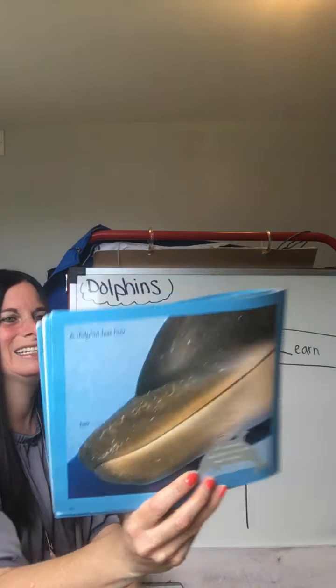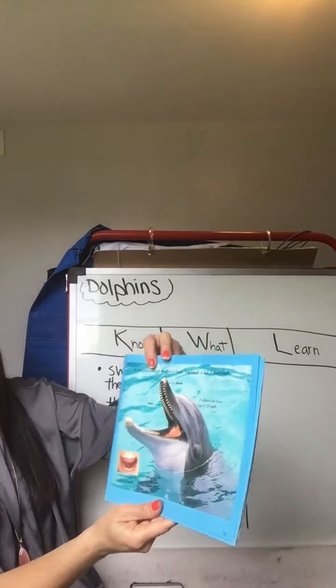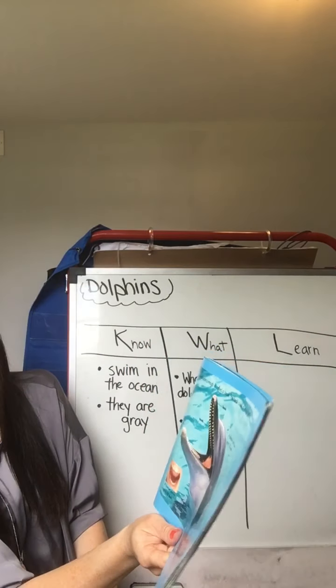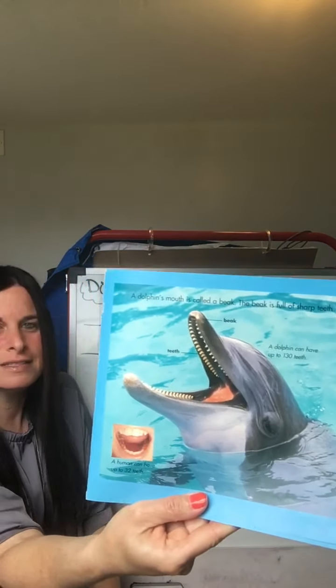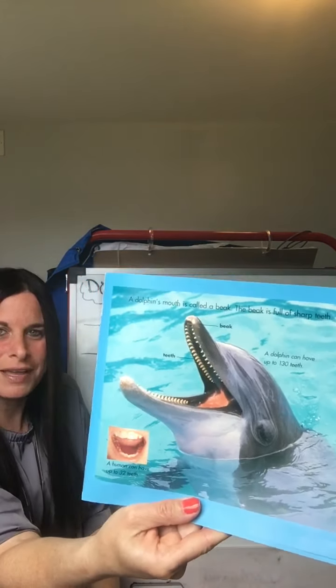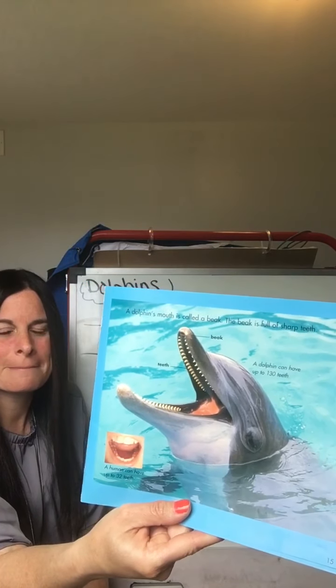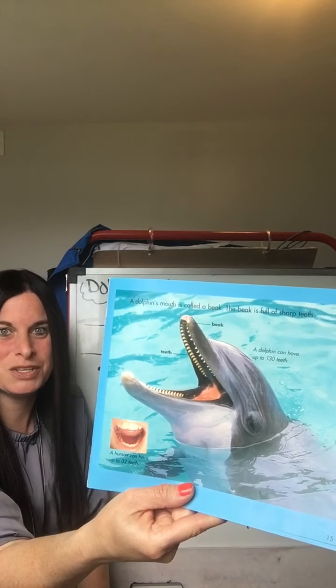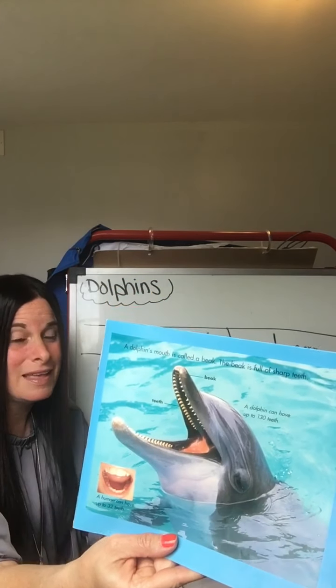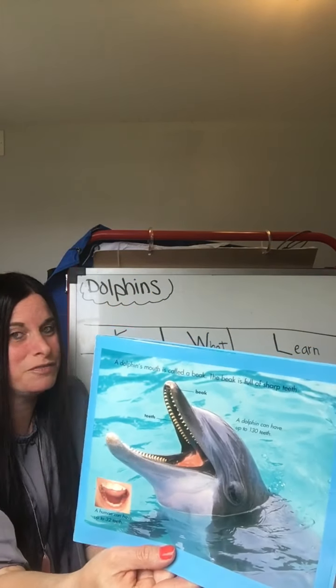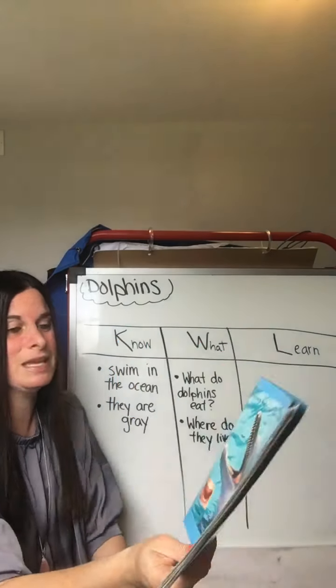All right, so look at this. It says a dolphin's mouth is called a beak. So like in a duck, right? The beak is full of sharp teeth. Ooh. Why do you think it needs to have sharp teeth? Right, because it needs to kill other animals in the water for it to eat, right?